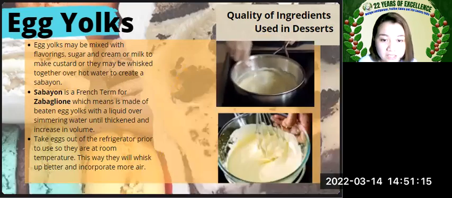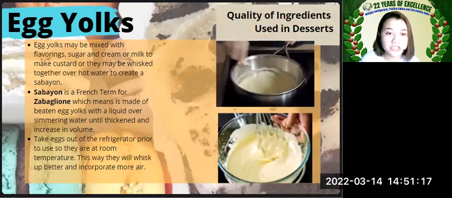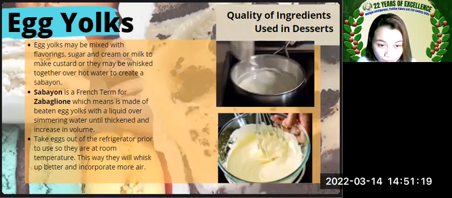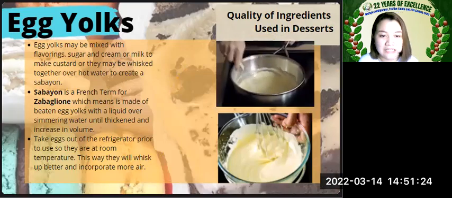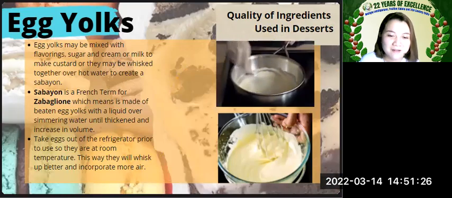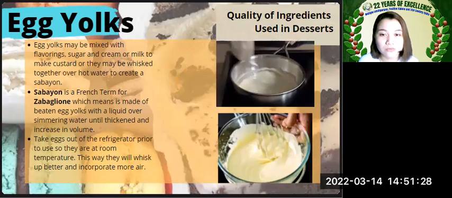As you can see here in this image, this is what we call sabayon: beaten egg yolks with liquid over simmering water until thickened. Most commonly used when it comes to creamy custard.